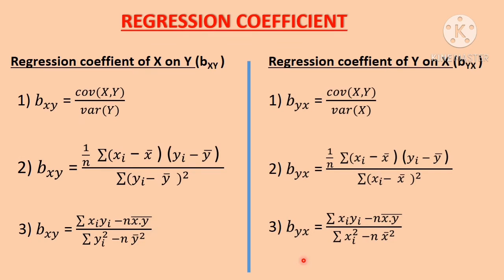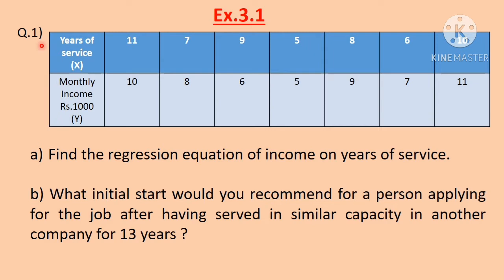So let's start with exercise 3.1. So students, see the first sum of exercise 3.1. They have given the years of service and monthly income in thousands. These are stored in the variables x and y respectively. The first sub question is: find a regression equation of income on years of service. And the second sub question is: what initial start would you recommend for a person applying for the job after having served in a similar capacity in another company for 13 years.